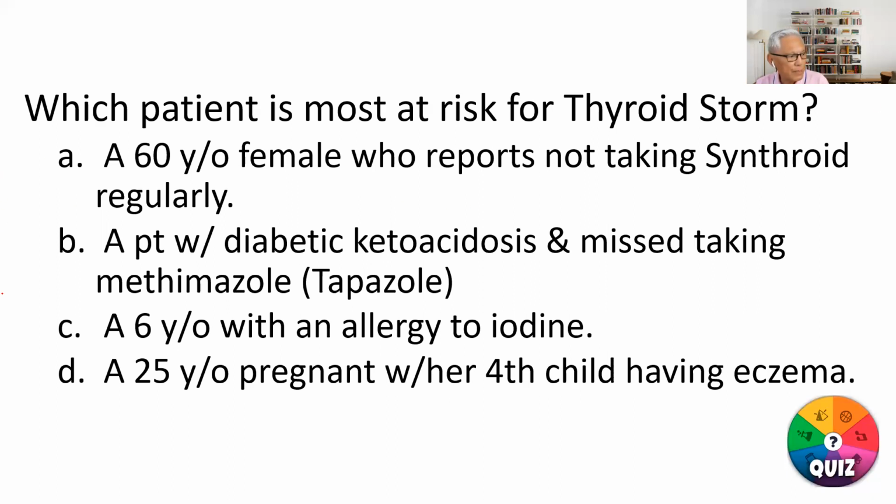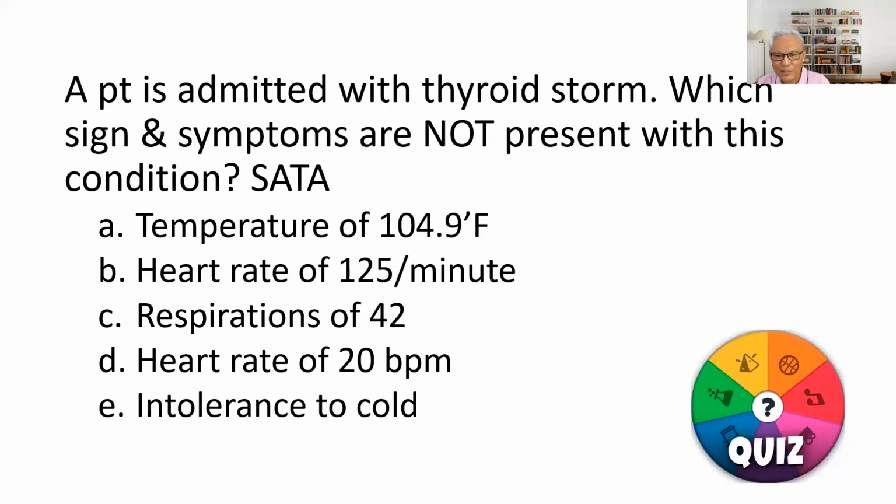Okay, so the correct answer is letter B, a patient with diabetic ketoacidosis mistaking methimazole. All right, let's go to another one. All right, I think you're getting it well. Letter D and letter E are the correct responses.